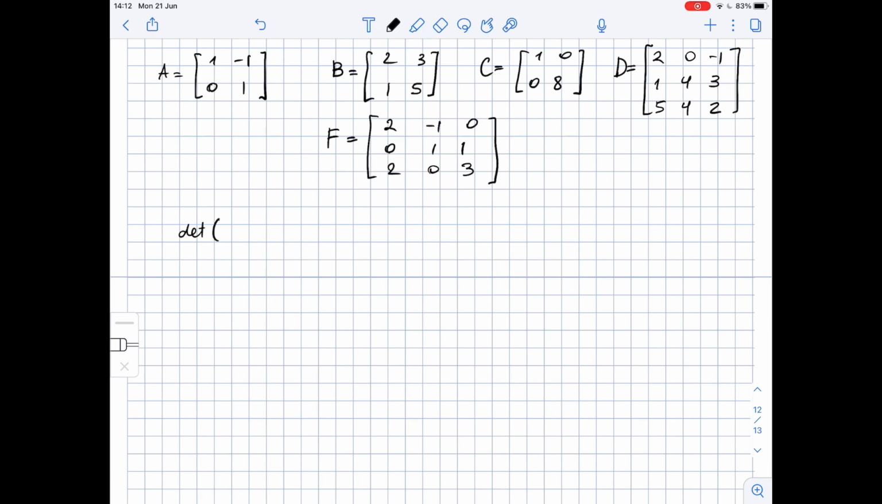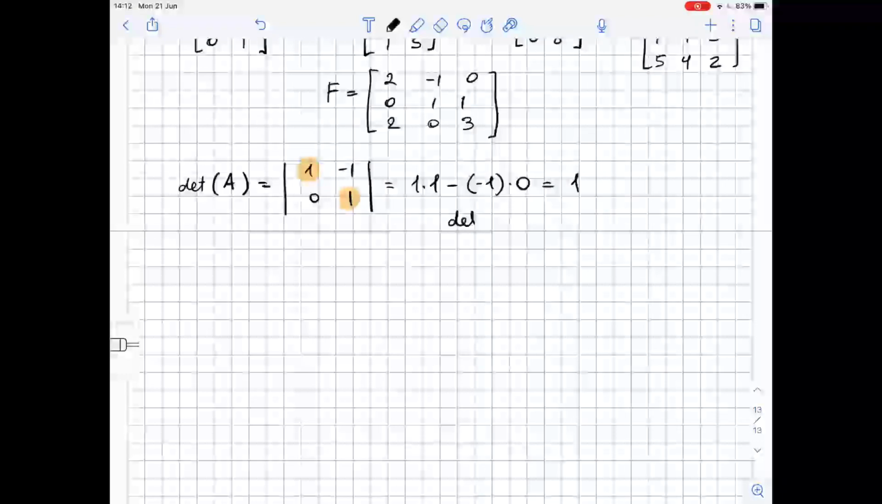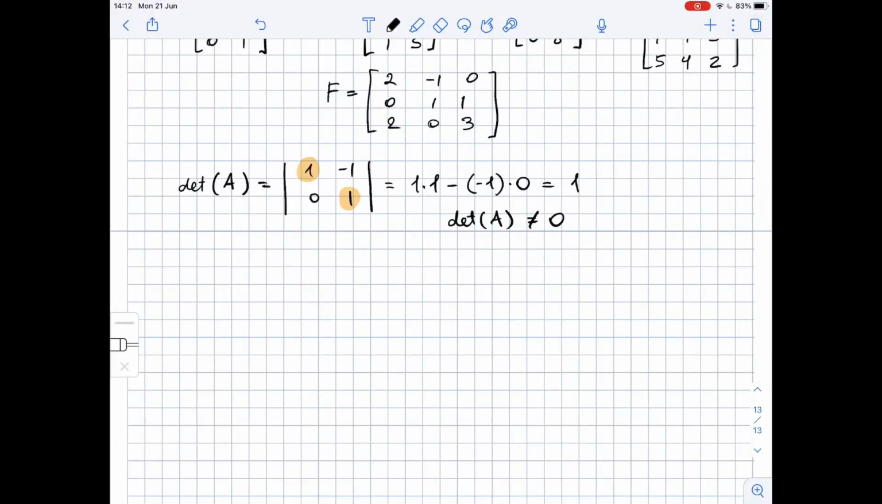The determinant of A equals the determinant of 1, negative 1, 0, 1. Again, it's a 2 by 2 matrix, so to find a determinant we need to multiply these two entries and then subtract the product of the other two entries. So it equals 1 times 1 minus negative 1 times 0. So it's 1 minus 0, so just 1. So the determinant of A does not equal 0, which means that A is invertible.